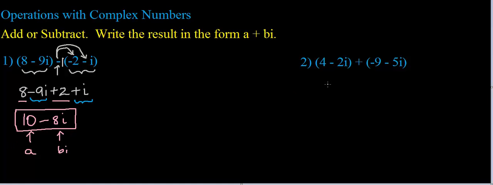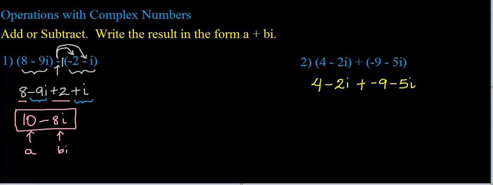Let's do the second example. In the second example, I have a complex number added to another complex number. When I have addition, I don't have to distribute like I did here with the negative. Since I'm adding, all I have to do is remove the parentheses, 4 minus 2i, plus -9 minus 5i.